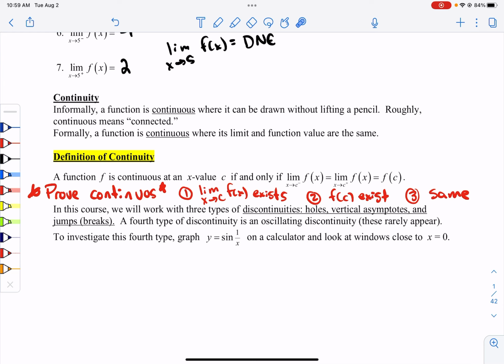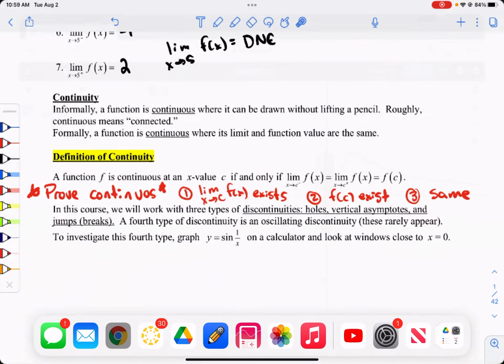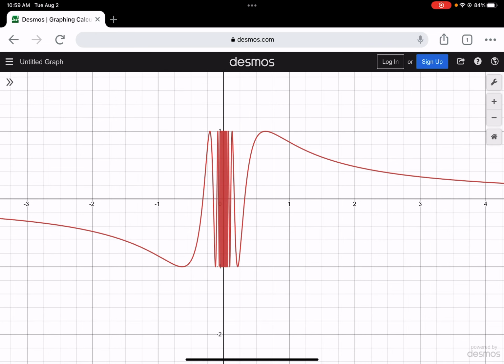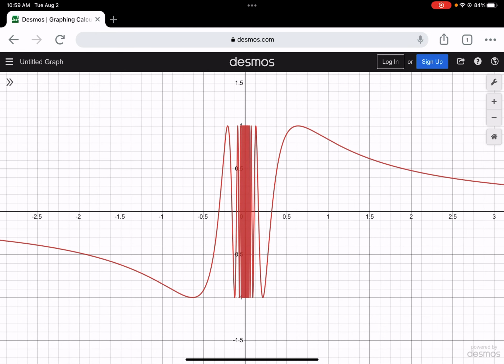There's another one that the book mentions right here. It's called an oscillating discontinuity. Okay, so right here I graphed the function sine of 1 over x. And this is a really cool function. This is what it looks like. And as you notice, as we approach 0, what happens? As I approach 0 from the left, I start going down, and then I go up, down, up, down, up, down, over and over and over again.